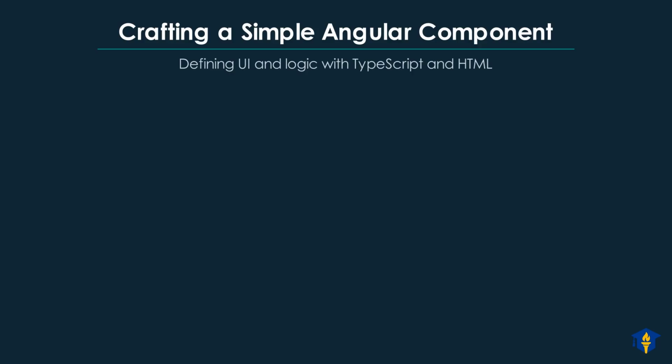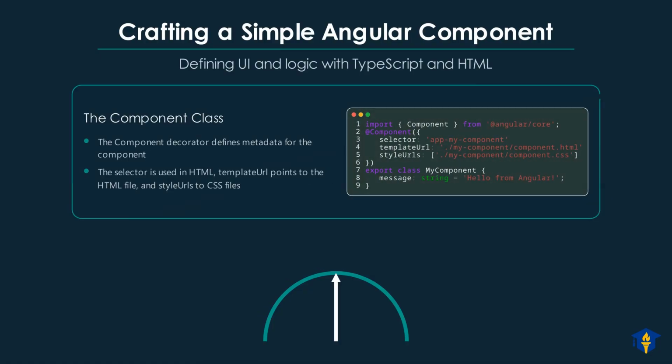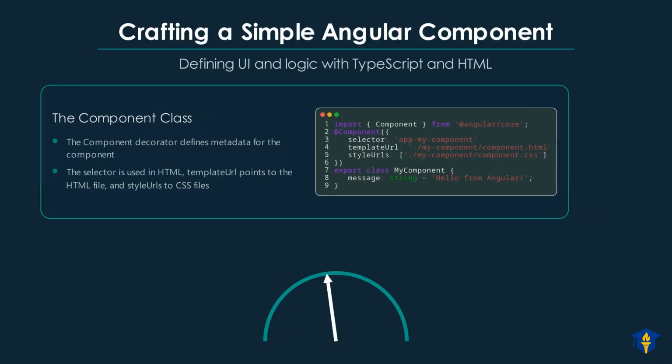We will define both the user interface and the underlying logic using TypeScript and HTML. Here, we see the component class, which defines the logic for our component. The component decorator provides metadata like the selector, template URL, and style URL for the component. This code snippet shows a basic Angular component class, importing a component and defining its properties.